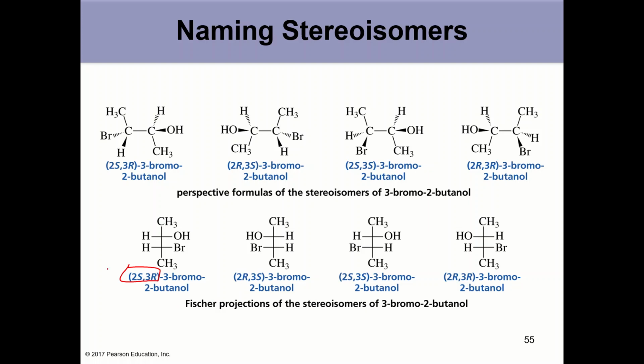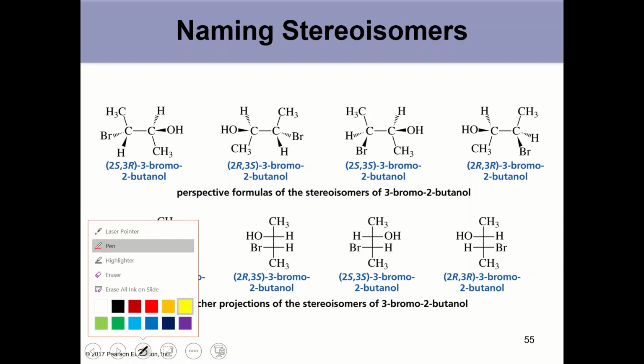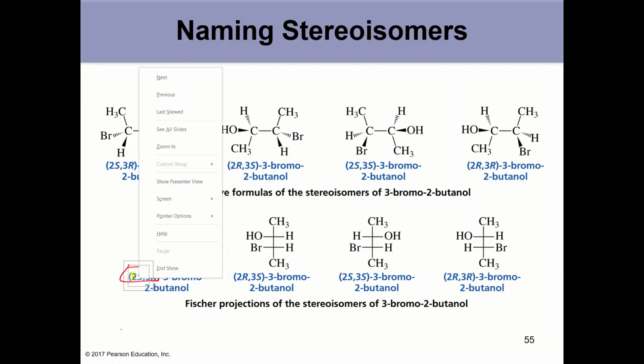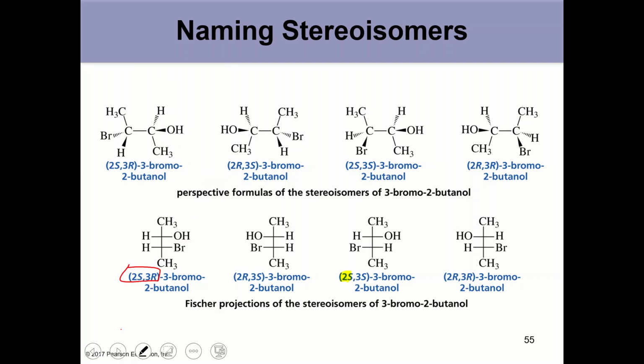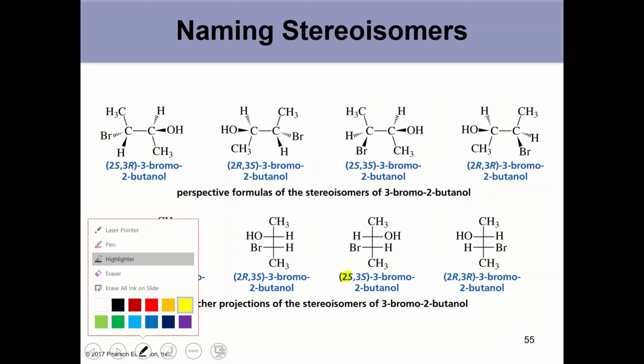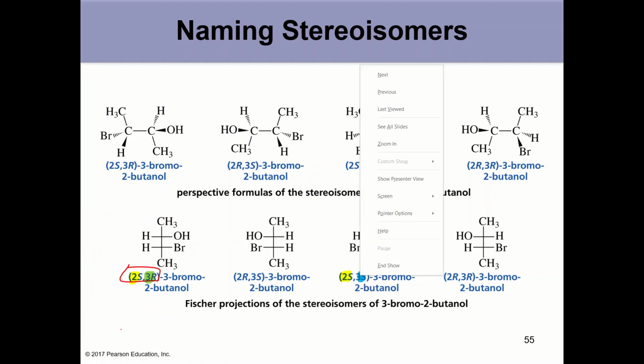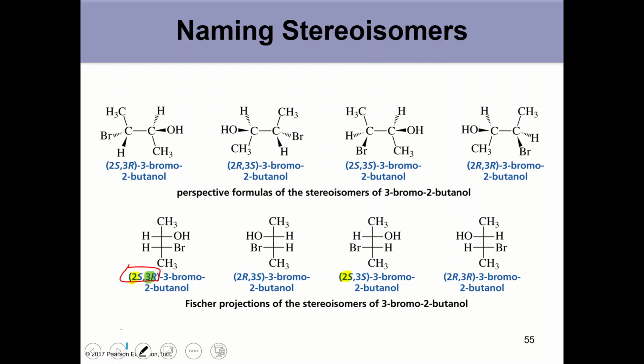It's an enantiomer, 2R, 3S, 3-bromobutanol. The diastereomer of the first pair, 2S, 3S, 3-bromobutanol. Even looking at the name, you can tell that it is a diastereomer. One asymmetric center stays the same. Two S. One asymmetric center changes. 3R is not the same as 3S.